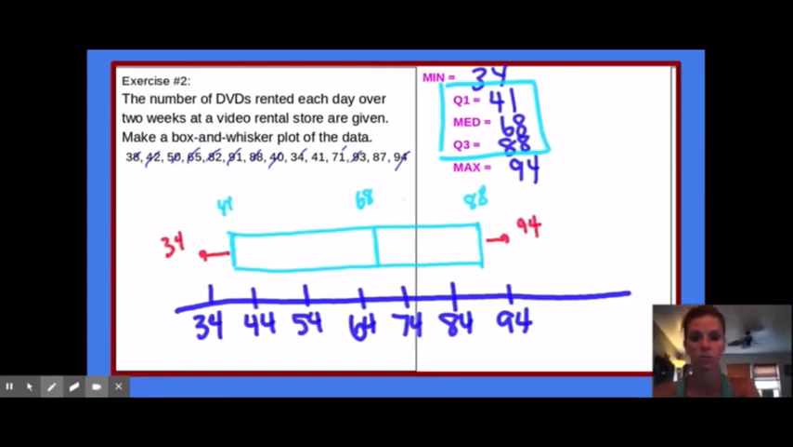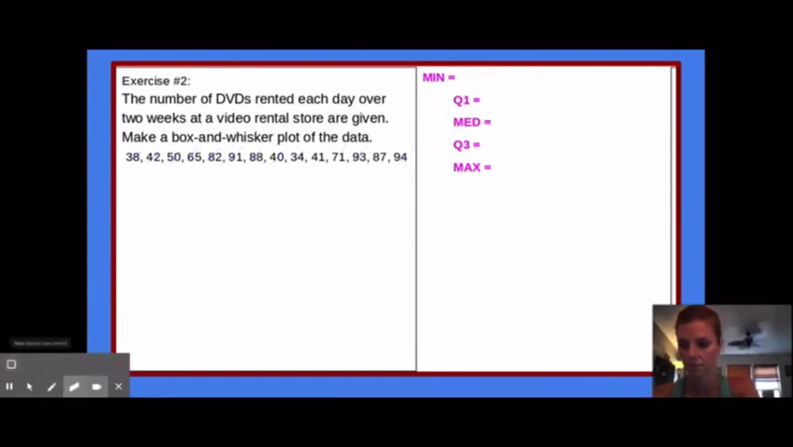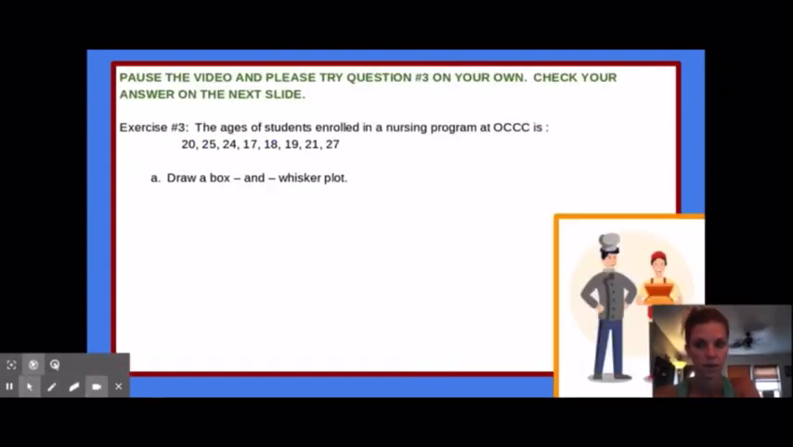That's it. Box and whisker plot. Hopefully not too bad. Okay, let's look at this one. So I put at the top here, you can pause the video and try number 3 on your own, or again, just kind of check as we go through.